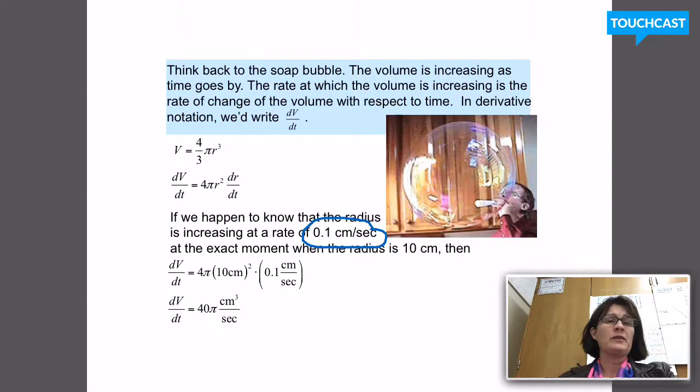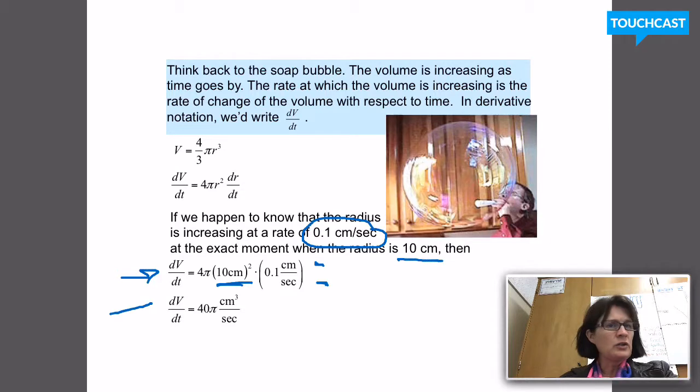So I'm going to take my formula, which is 4 times pi times r squared times dr/dt. So here I have 4 times pi times r squared. I've been told at this exact moment r is 10 centimeters. I'm going to plug that in for r. And dr/dt at this exact moment is 0.1 centimeters per second. So I'm going to simplify. I get 40 pi centimeters cubed per second. Notice that's centimeter times the centimeter from the numerator divided by second. So centimeters cubed per second.